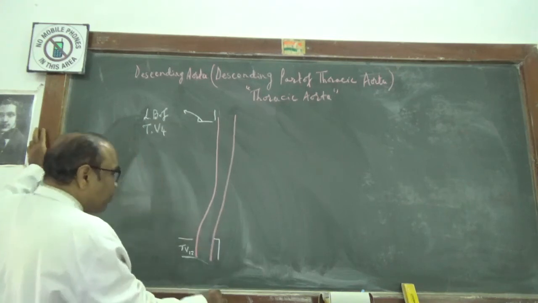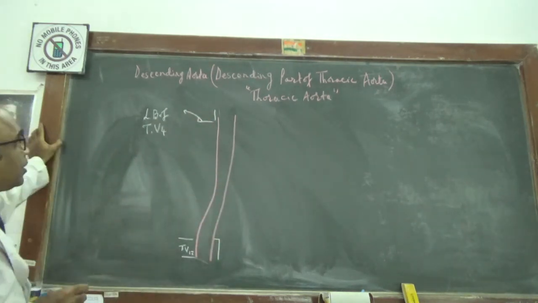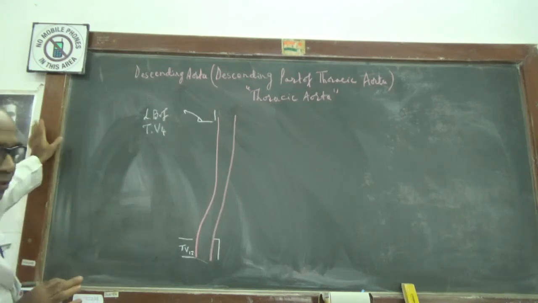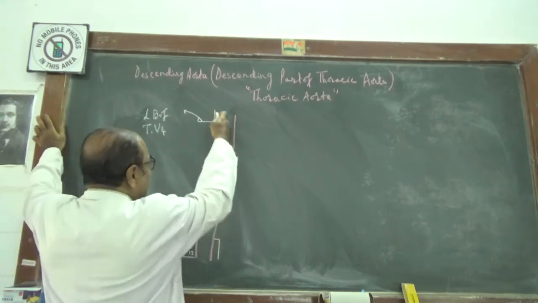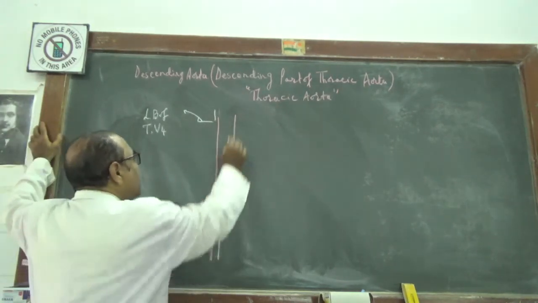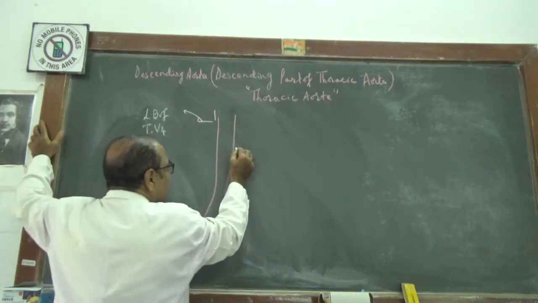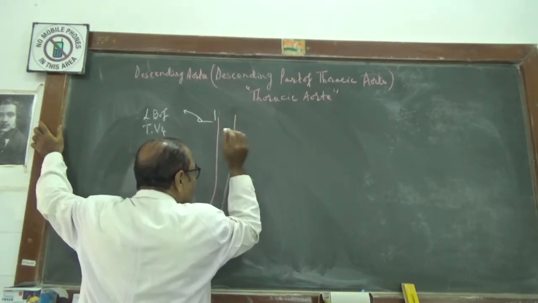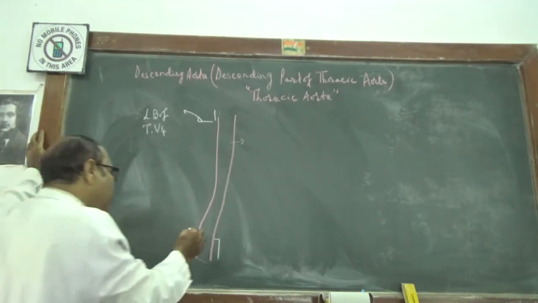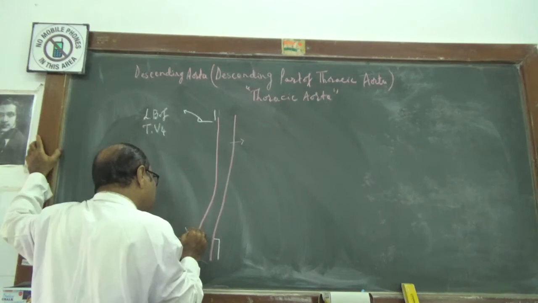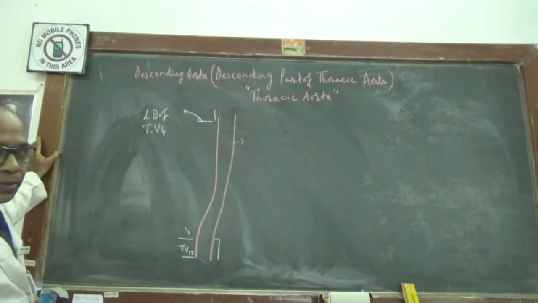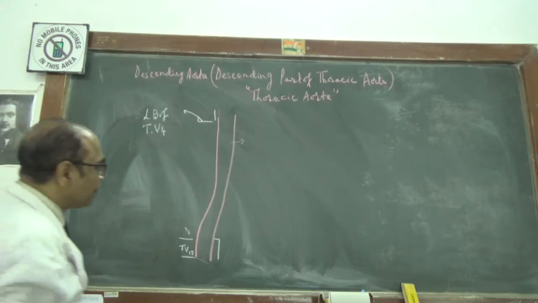That is it. Now this descending aorta, or descending part of the thoracic aorta, will be lying in the upper and middle part totally left to that of the vertebral column. But in the lower part, that is one third, it will be very close to, in front of, the vertebrae, that too thoracic.